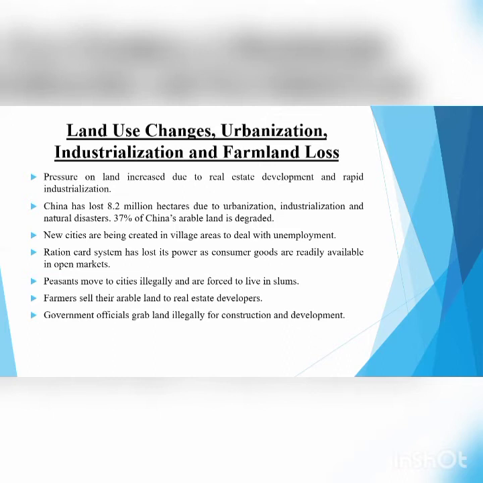Peasants started to move to cities illegally, and they were forced to live in slums. Farmers sold their arable land to real estate developers. And then some government officials grabbed land illegally for construction and development.